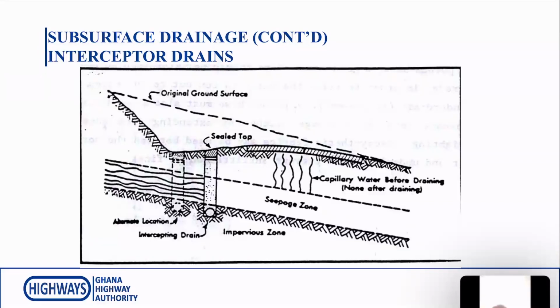You will see that you have the original surface of the ground, and then there was a cut. As there was a cut, there is water flowing along the road, down there, and there's water flowing by capillary action.